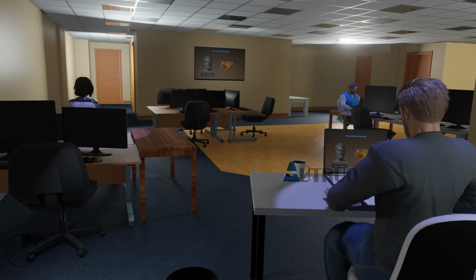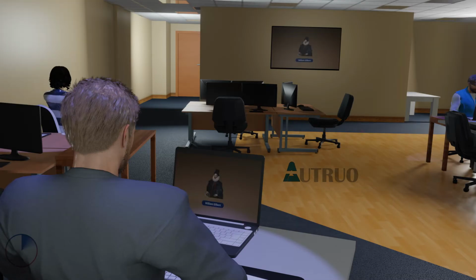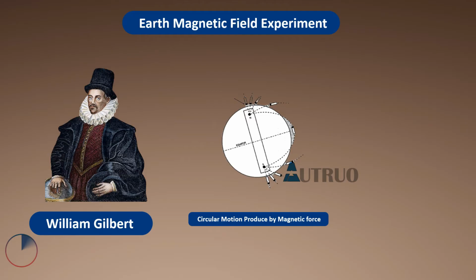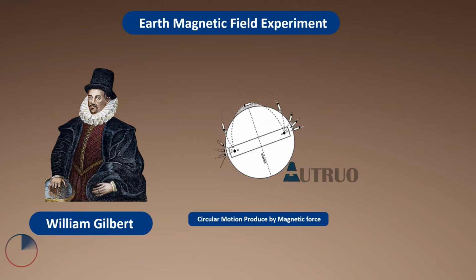Later in 1600, William Gilbert, who was a scientist and physician to Queen Elizabeth I, invented the term electricity. He was the first person to recognize that there was a connection between magnetism and electricity. And also, he was the first to describe the Earth's magnetic field.